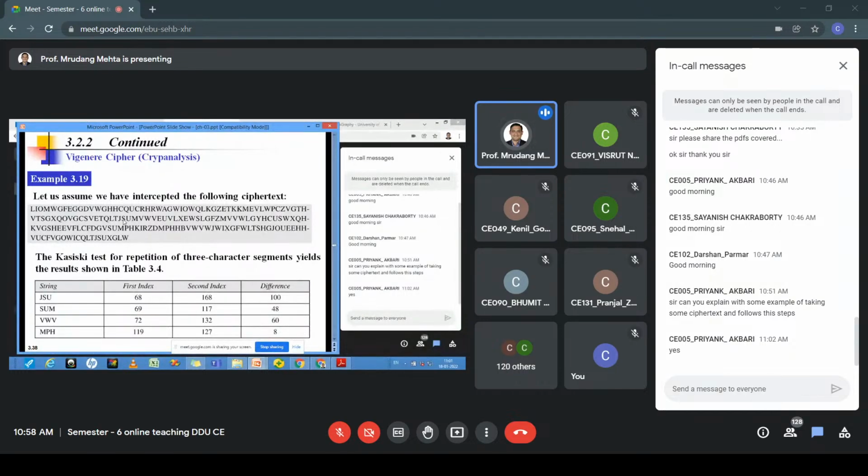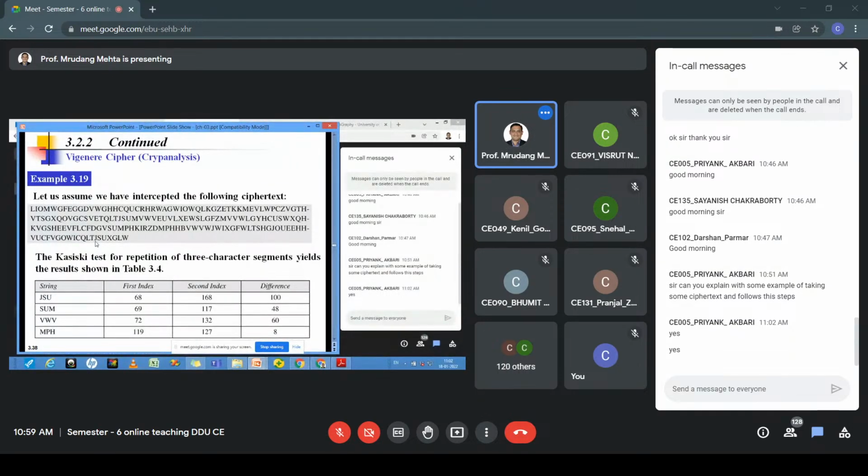Now this JSU word first appeared at index 68, and then again after 100 characters, it appears. So we have to find the second index, that is here. Can you see this second index? That is, if we have to count manually.